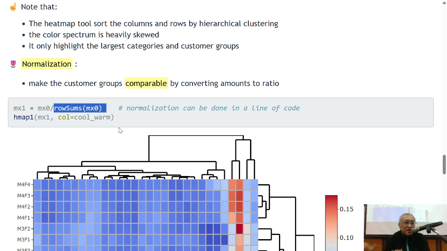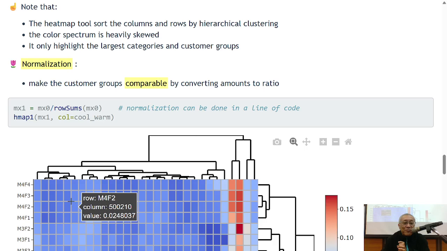What it means? It means the row sum is this way, right? So I sum the number for each row and put it as the denominator. And in the numerator, I put the original value, right? Which means I actually transfer the number here from value to percentage, to ratio, right?